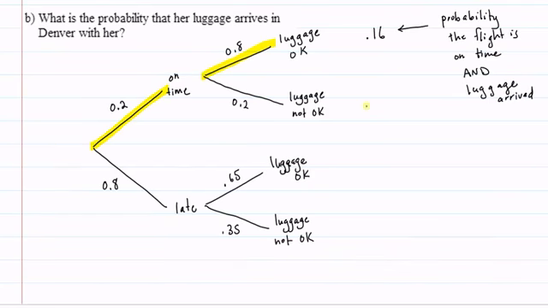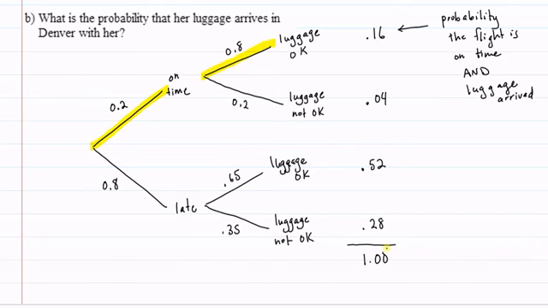Okay, when I multiply along this branch, I'm going to get 0.04. When I go along the late luggage OK branch, I get 0.52. And when I go along the late luggage not OK branch, I get 0.28. Notice if I add these up, I should get 1. This should be all the things that can happen.